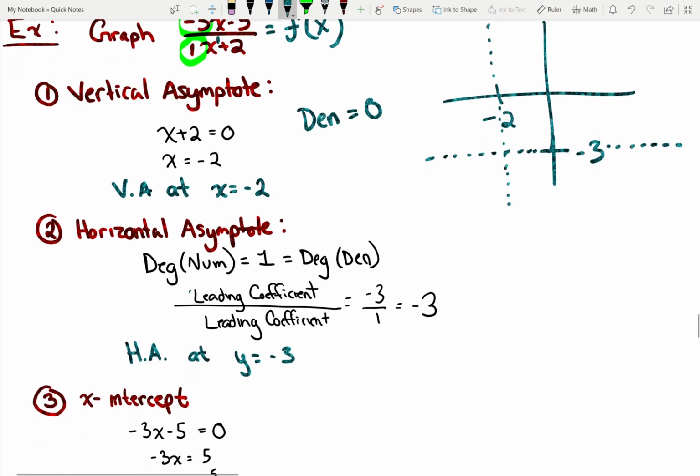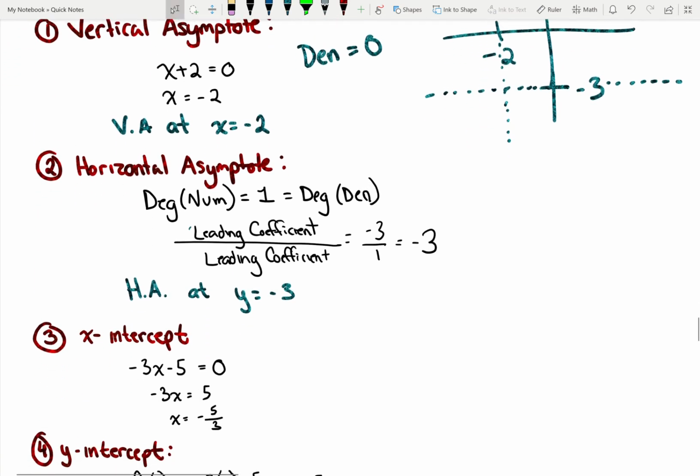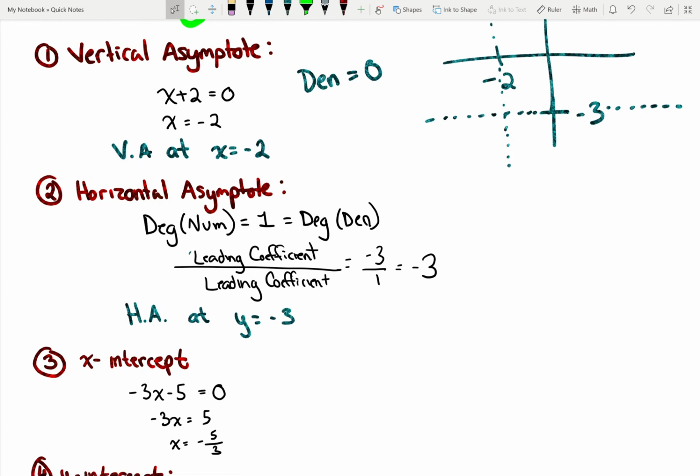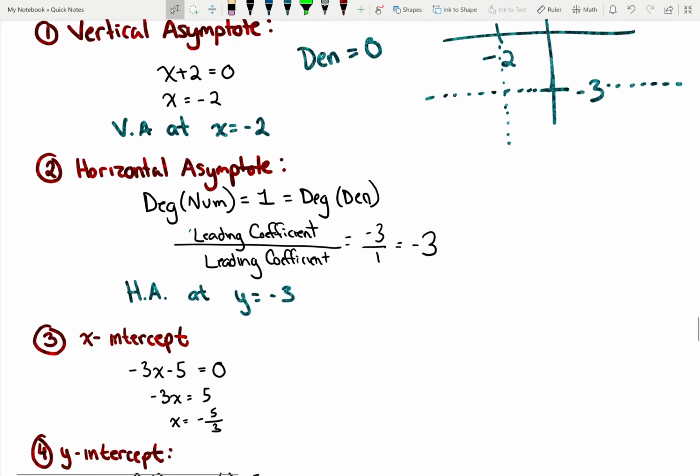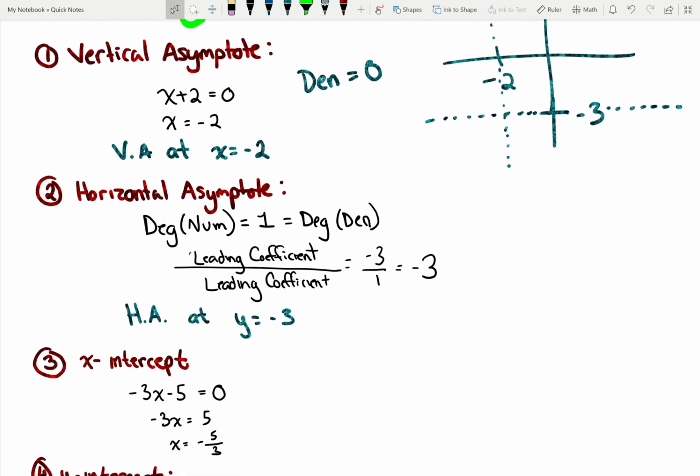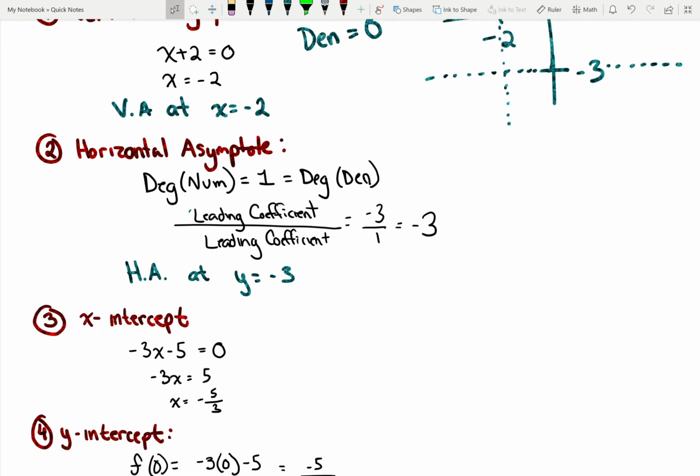Okay, third, find the x-intercepts. How do I find the x-intercepts? I set the numerator equal to 0. Doing a little bit of algebra, I figure out that x equals minus 5 over 3. That means when y is 0, x is minus 5 over 3. That means this point exists on my graph somewhere, okay?